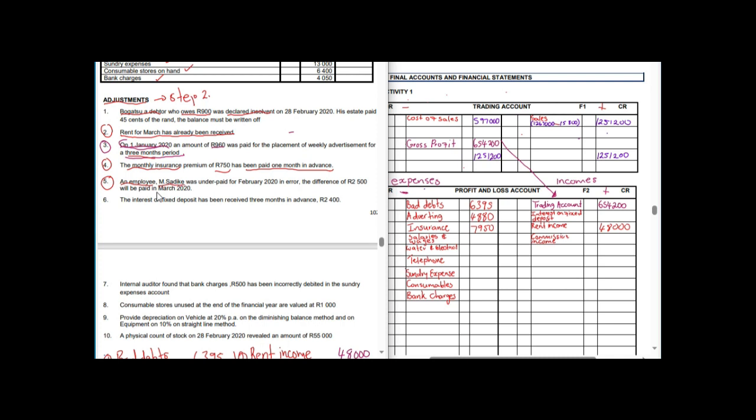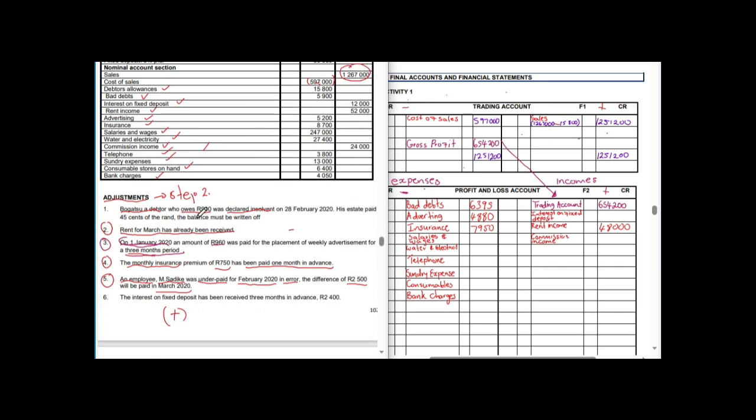Madiki, was underpaid, meaning we paid less, and anything that is less must be shown by a positive sign. Those are regarded as accrued. We paid less, meaning we need to add. For February 2020 in error, the difference of 2,500 will be paid in March. Then, guys, we need to illustrate that there is still an accrued income in our financial year, and it's for salaries and wages.